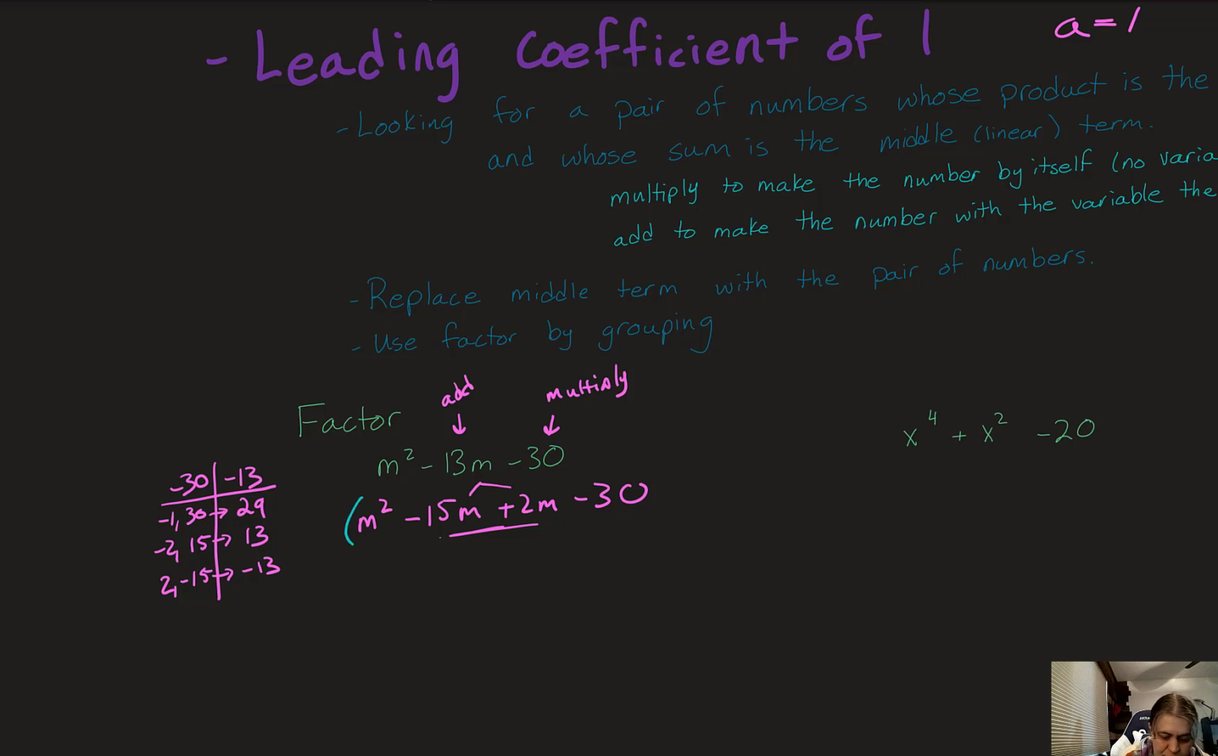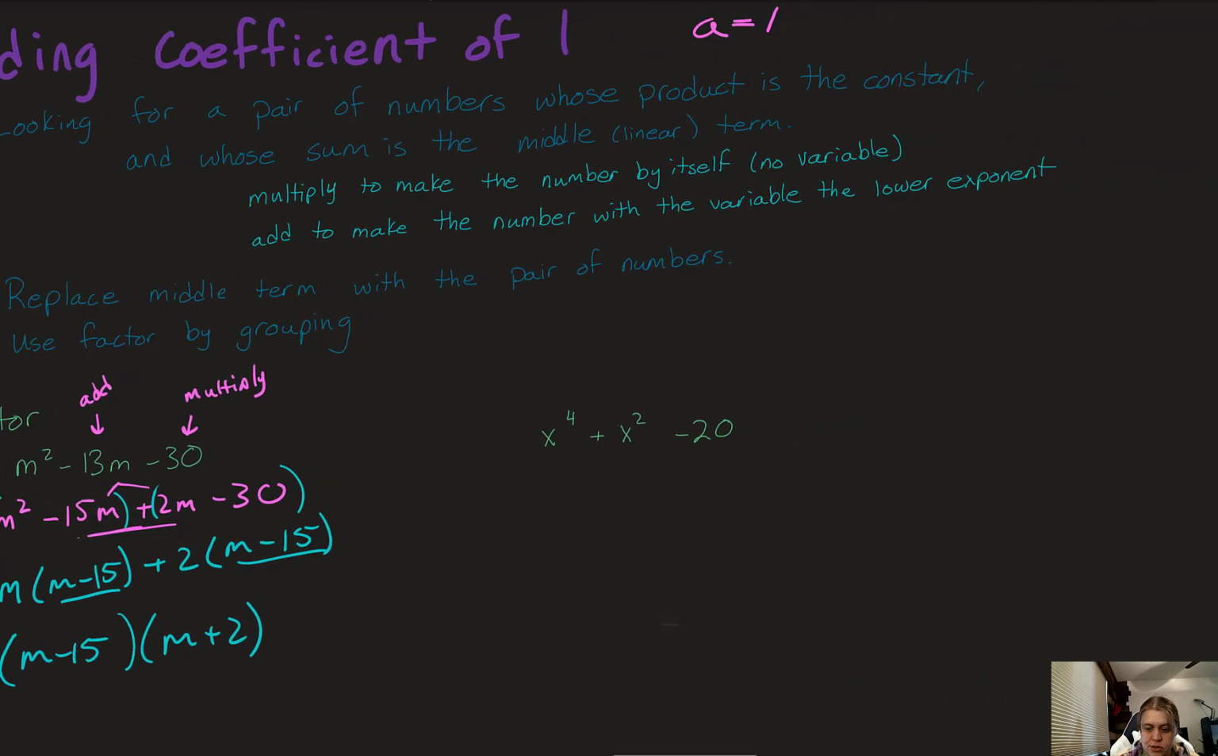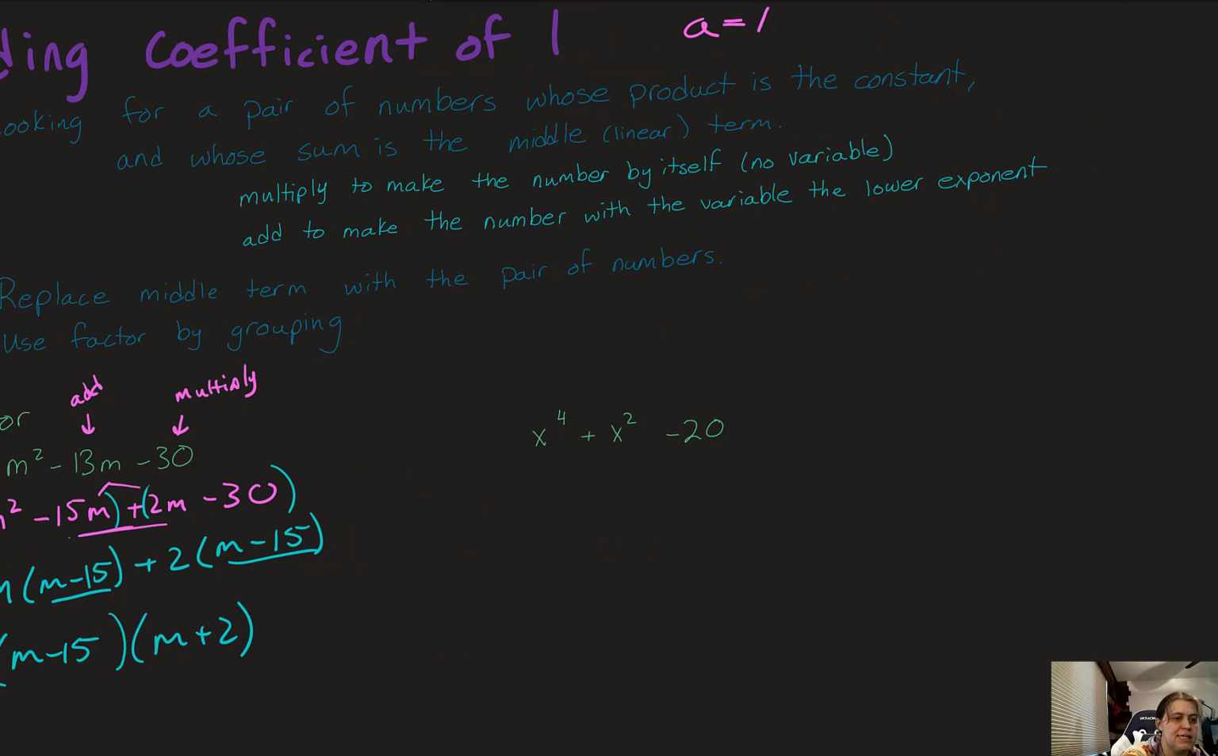So now we're going to do factor by grouping. We're going to pull out an m. We're going to be left with m minus 15. And we're going to pull out a 2. And we're going to be left with m minus 15. So that's m minus 15 times m plus 2. Boom, done.